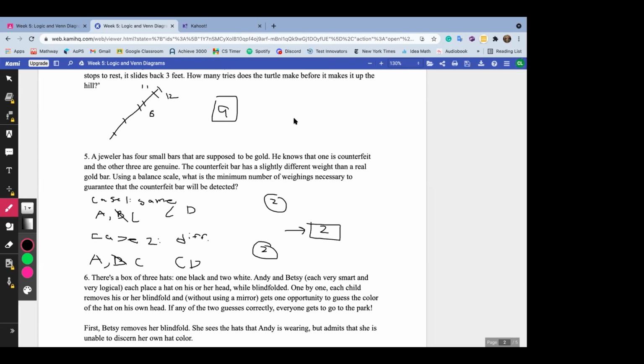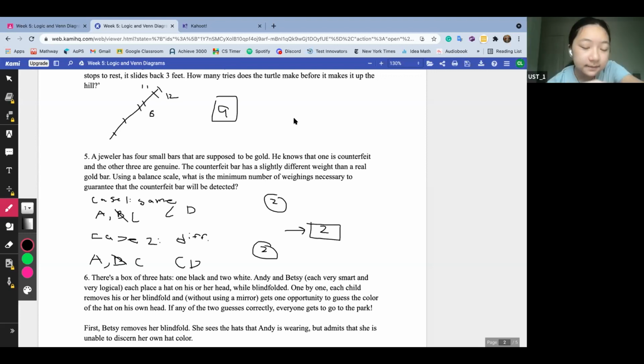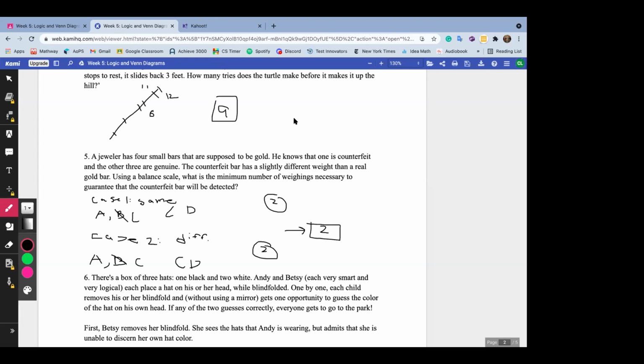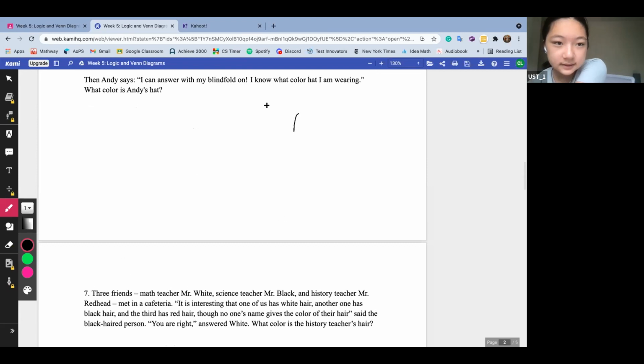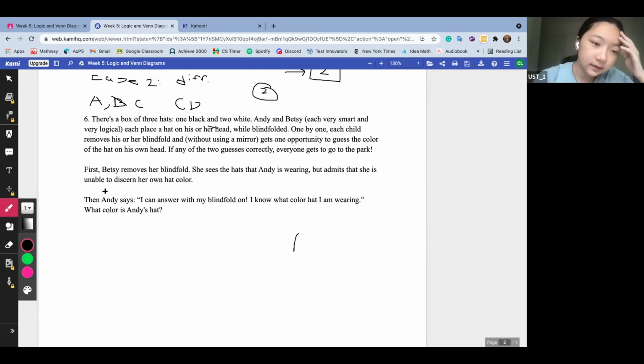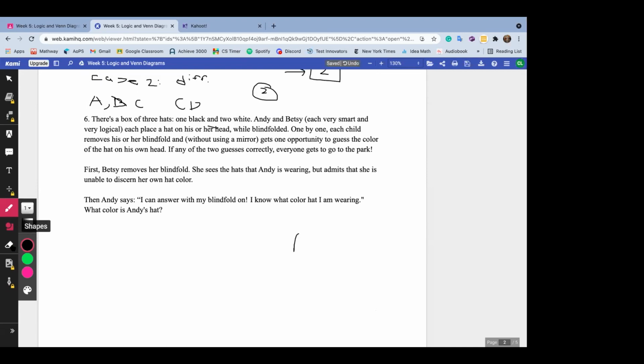Logic is kind of hard. Yeah, it's a bit confusing. Or you can't say kind of, but really hard. Okay, this next one might be a bit hard.